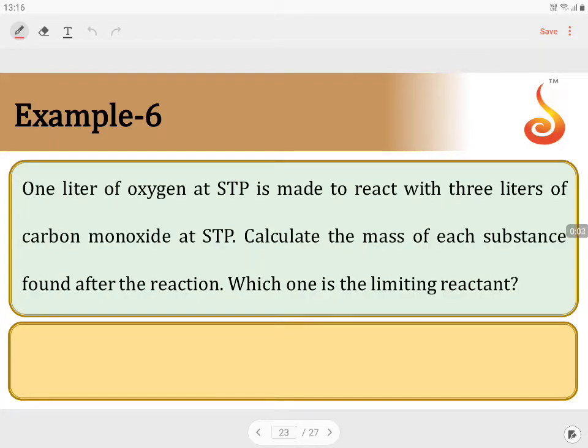1 liter of oxygen at STP is made to react with 3 liters of carbon monoxide at STP. Calculate the mass of each substance found after the reaction. Which one is the limiting reactant?